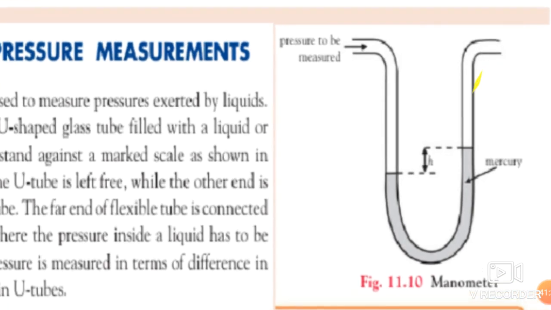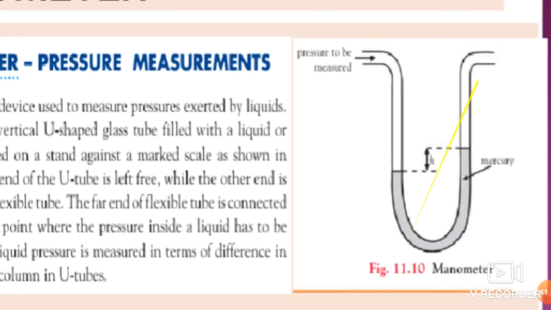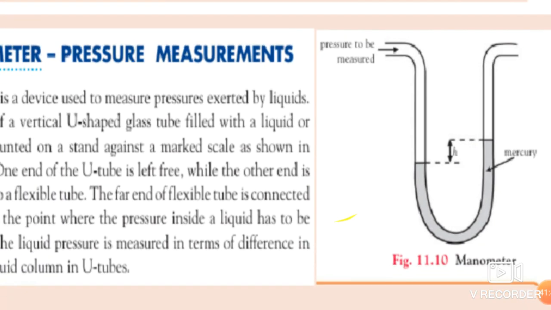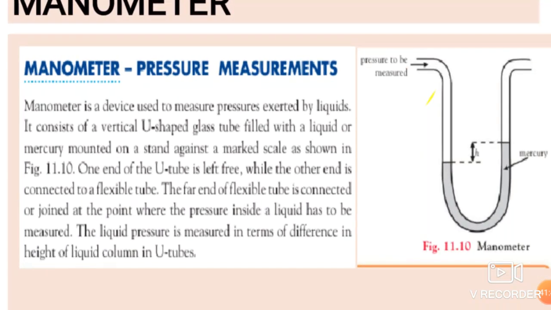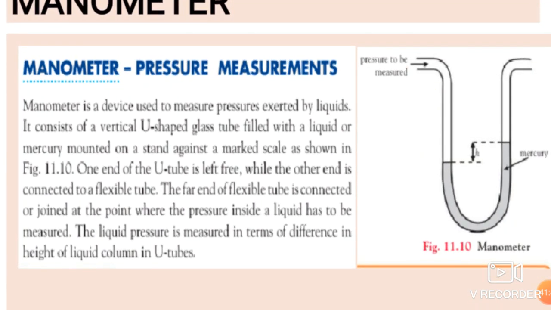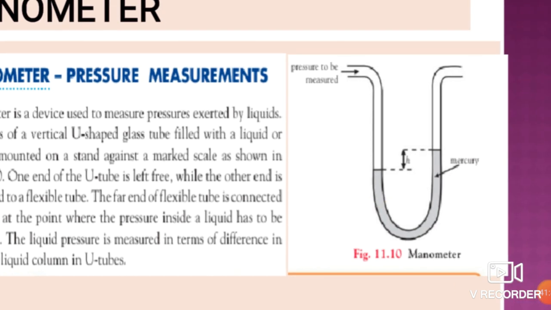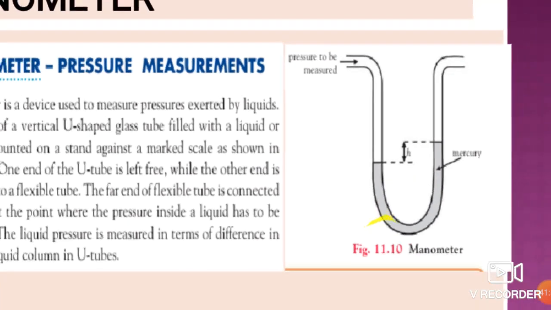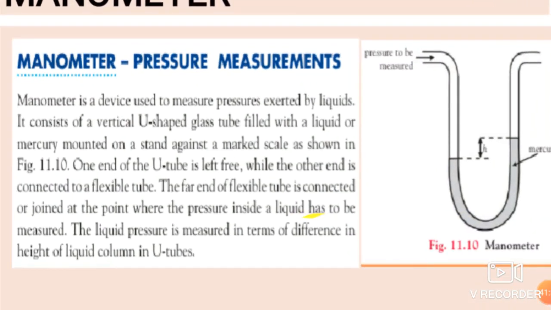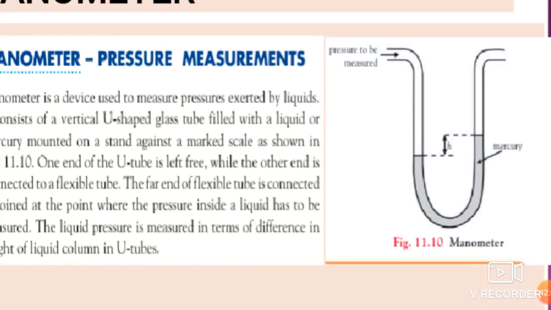Okay, these two are the scale. In one arm we fill water, in another we can fill mercury. We can use either water or mercury or any other liquid. Here in this case they used mercury. One end of the U-tube is left free while the other end is connected to a flexible tube.